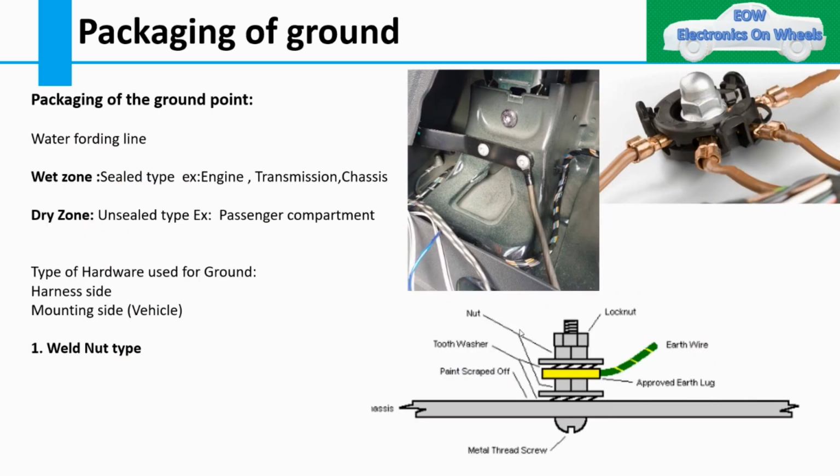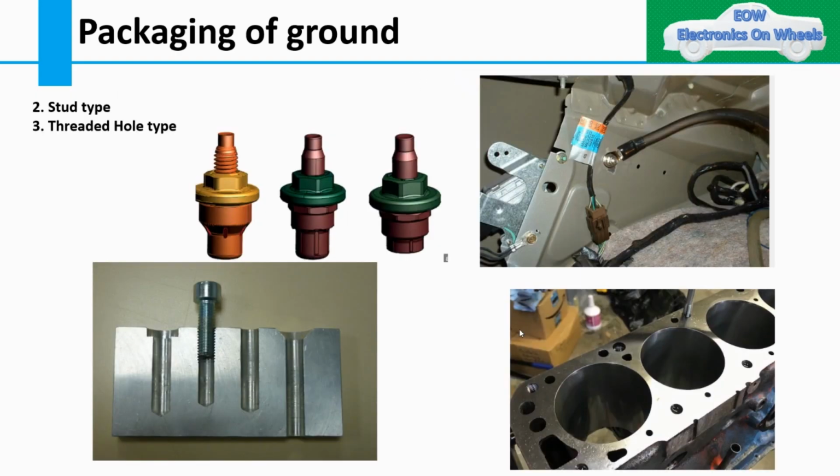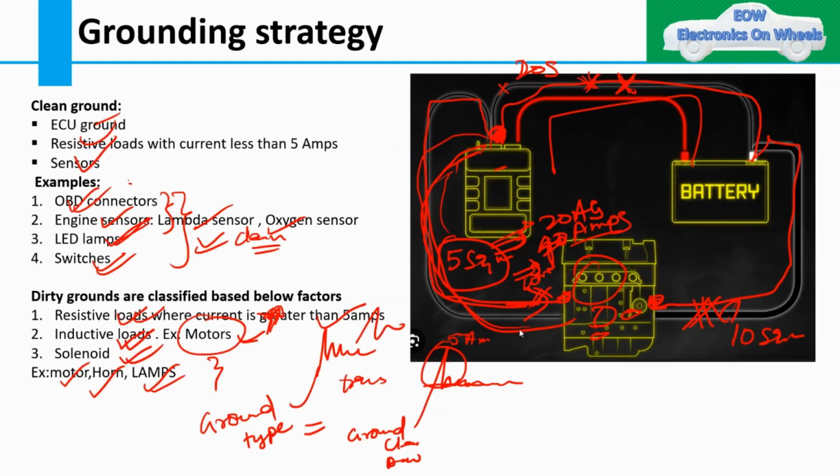So coming to the packaging of the ground. I'm going to discuss in detail how to do the packaging of the ground and what types of grounding we have. We have the folding line, then wet zone, dry zone, the type of hardware used for ground, harness side, what is there, mounting side or vehicle side, what is there, weld nut type or stud type, and threaded types. So all these grounds I'm going to discuss in the next video.